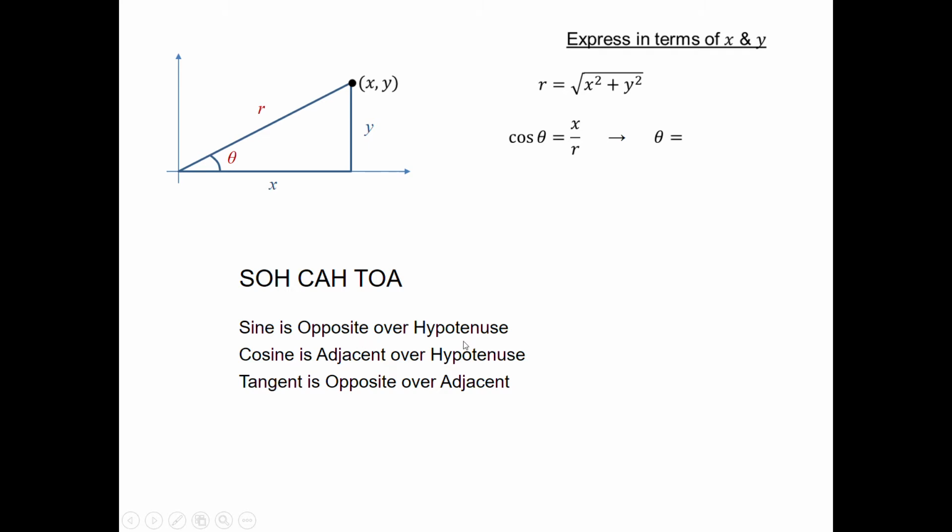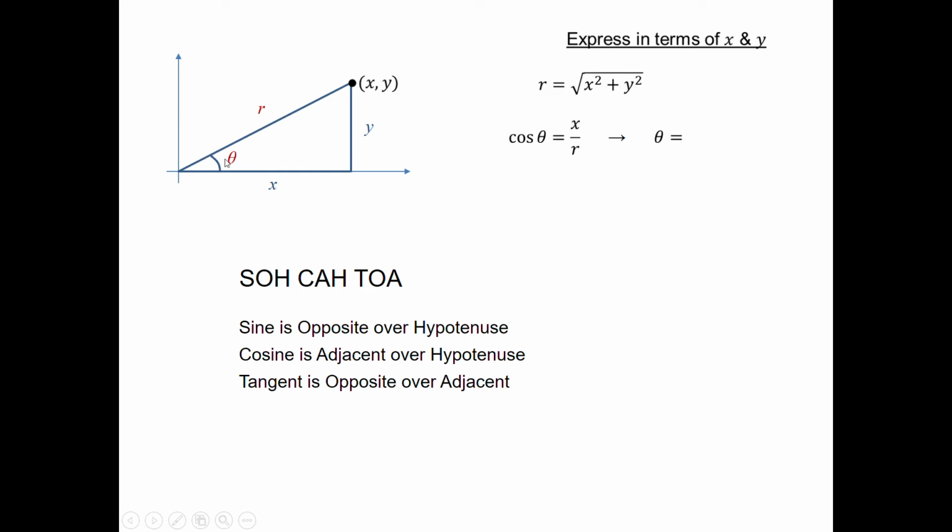That's the SOH that I've capitalized there. CAH reminds us that cosine is adjacent over hypotenuse, and TOA reminds us that tangent is opposite over adjacent. It's kind of a ridiculous word, but it's so ridiculous that it sticks for almost everyone, and they can remember this. So here we're using the CAH part.